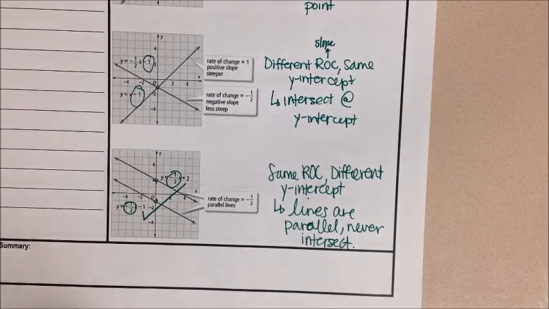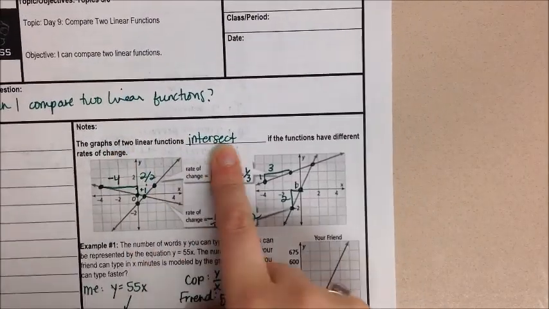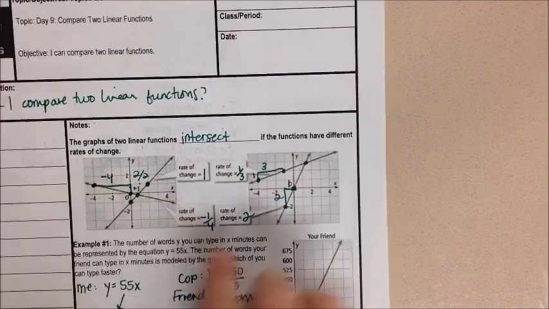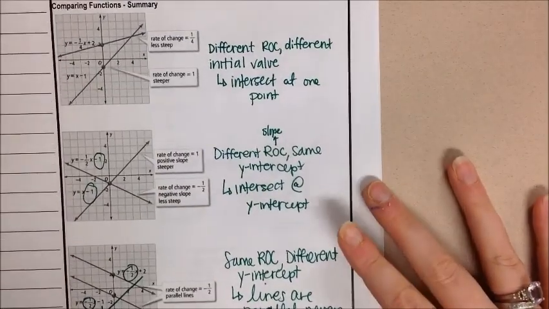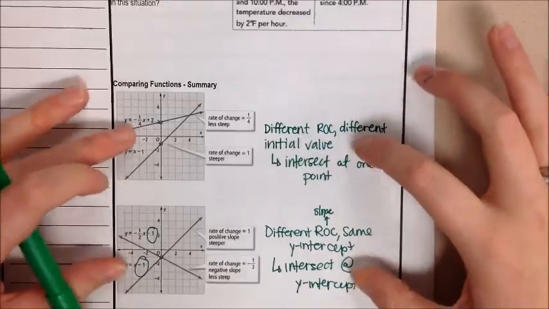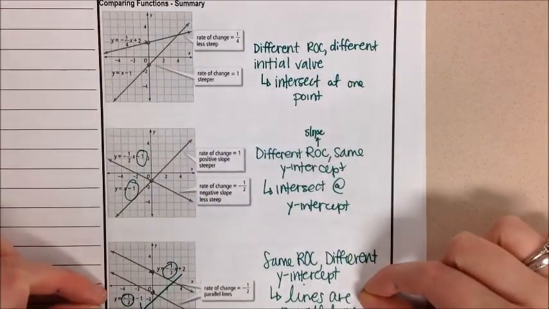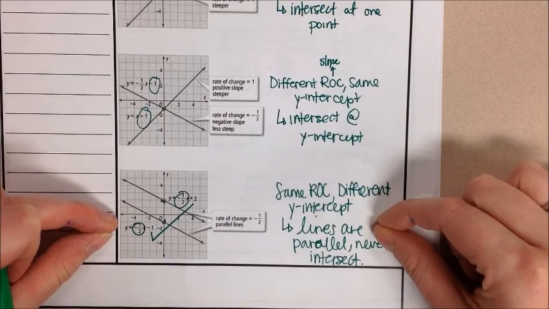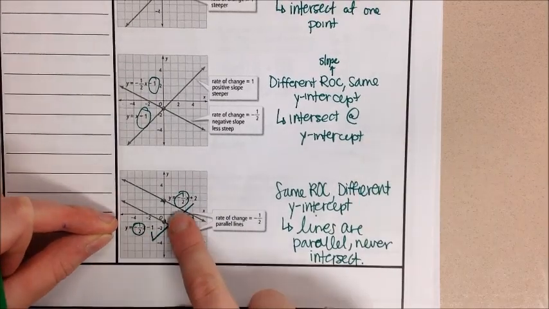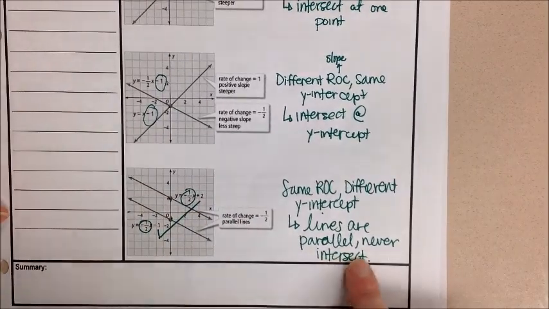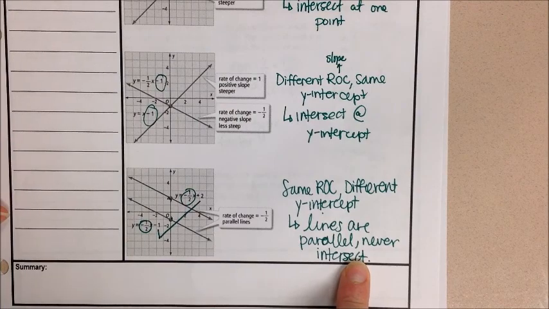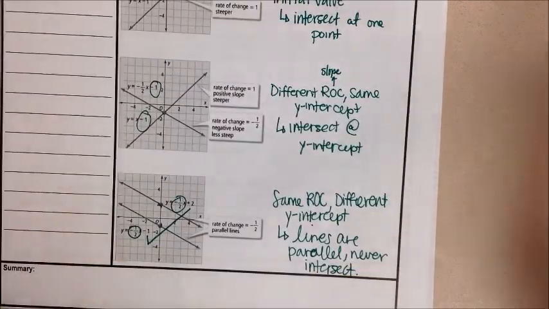Remember back at the beginning we said the graphs of two linear functions intersect if the functions have different rates of change. The different rates of change is what creates these two up here. Whereas down here, when they have the same rate of change, they're parallel and they never intersect. Okay, that's it for today.